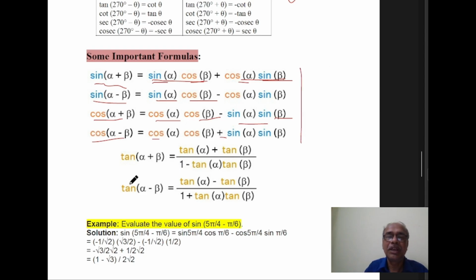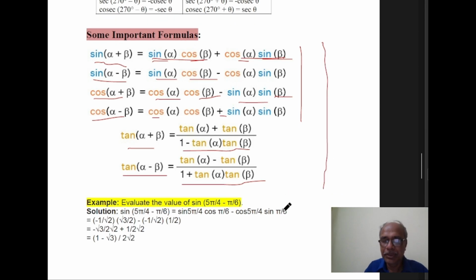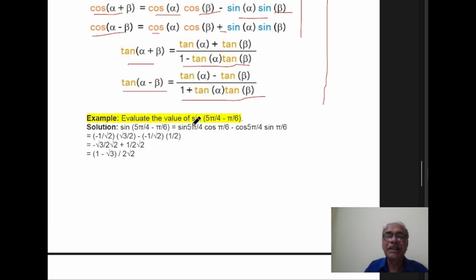You remember this formula. Similarly, tan alpha plus beta equal to tan alpha plus tan beta all divided by 1 minus tan alpha tan beta. Tan alpha minus beta equal to tan alpha minus tan beta all divided by 1 plus tan alpha tan beta. So this is another formula. If we go to one example, sin 5 pi by 4 minus pi by 6, sin 5 pi by 4 minus sin pi by 6. Here sin alpha minus beta.